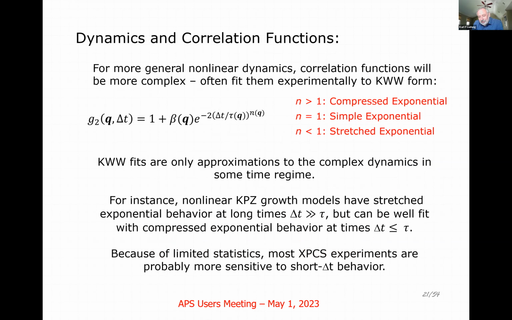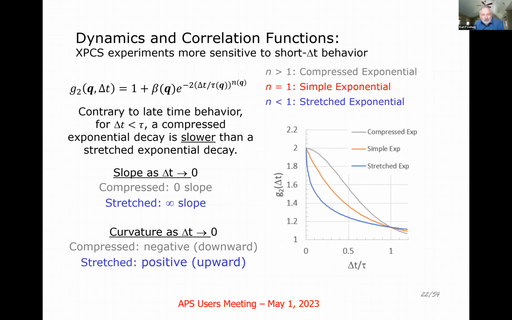Now, of course, we know that during this patterning process, strong nonlinearities come in. Theorists write down nonlinear theories. And so when we fit our correlation functions, they're not simple exponentials, they're typically something else. As we see those and think about them, it's also useful to think about what these different exponents that come out of a KWW fit actually mean.